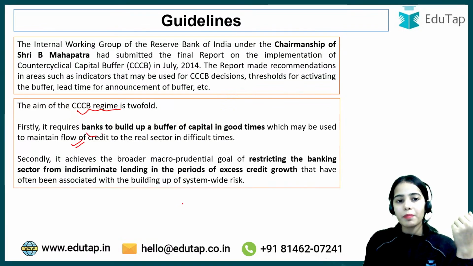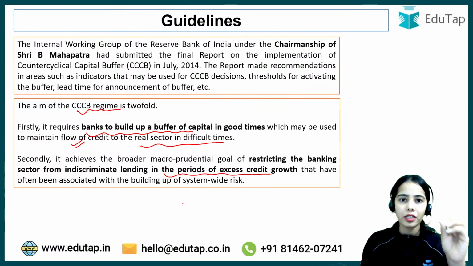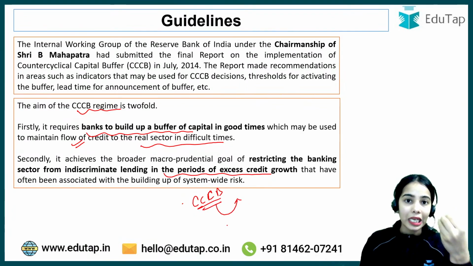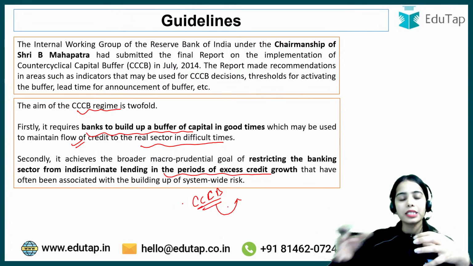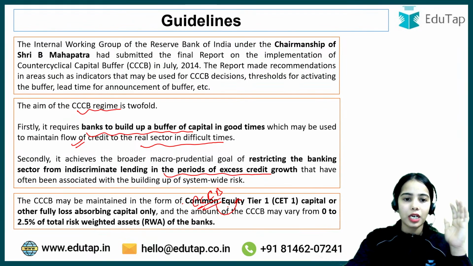The first one is that banks build up a buffer in the good times to handle the difficult times. The second one is that during a period of excess credit growth, the counter cyclical capital buffer can be introduced so that the banks maintain enough buffers to handle the system wide risk that can come in the future. So these are the two aims.